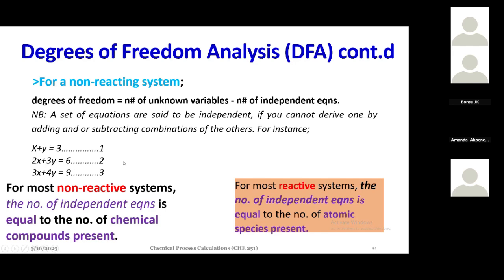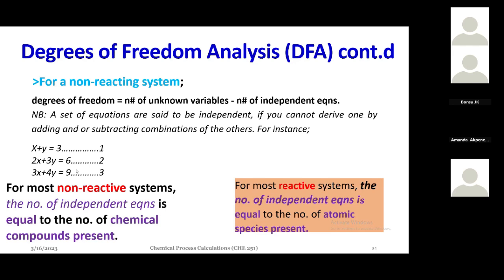You realize that out of these three equations, there are only two of them that are independent. And those two could be any of them. You can just select any two. So you can either select equation 2 and 3, or equation 1 and 2, or 1 and 3. And then we count them as your number of independent equations.